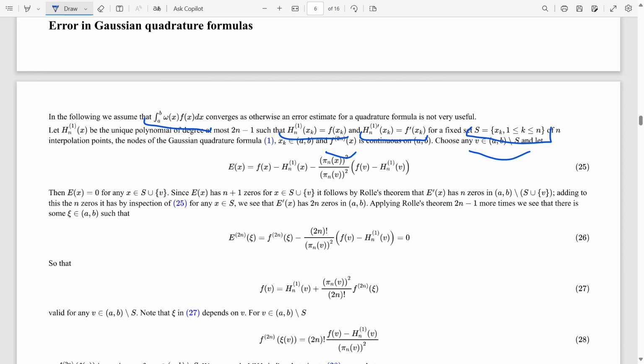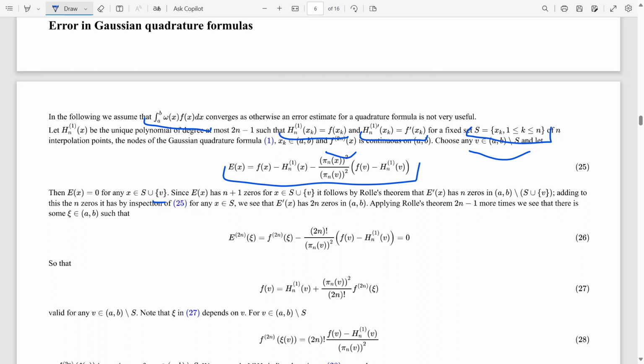The difference between f of x and this polynomial is e of x. Since e of x is 0 for x in the set S union the set consisting only of v, that's n plus 1 zeros.